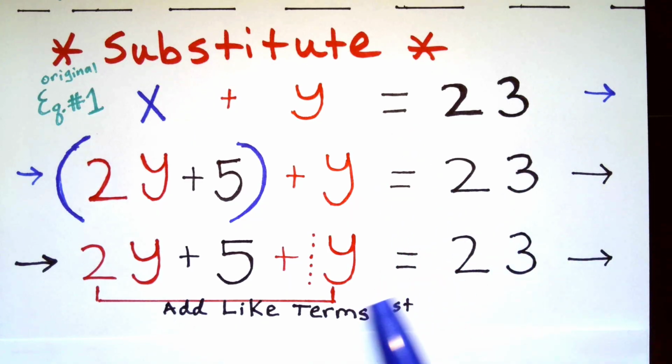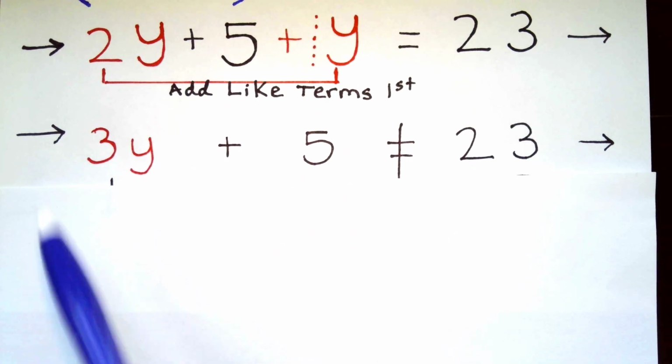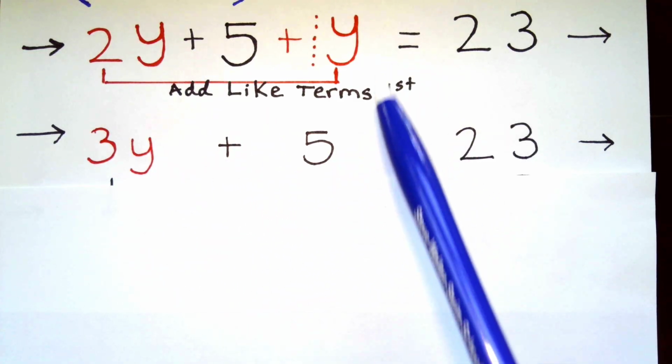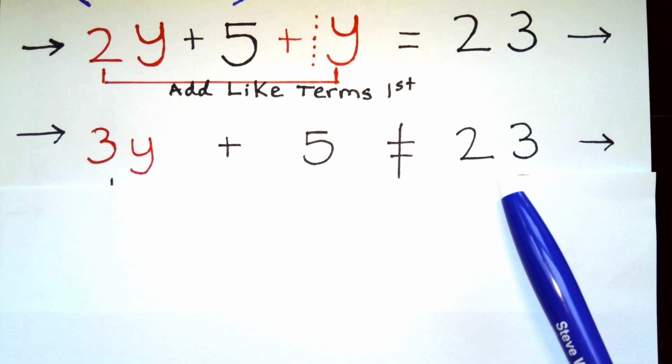Now, I want to combine like terms. I got a 2y and a 1y. That's an invisible 1y. There's a 1 in front of that y. If you're not familiar with invisible ones, check out my video on invisible ones. And so, let's add like terms. What's 2y plus 1y? That's correct, 3y. I'm going to bring down my plus sign, bring down my 5, bring down my equal sign, and bring down the 23.